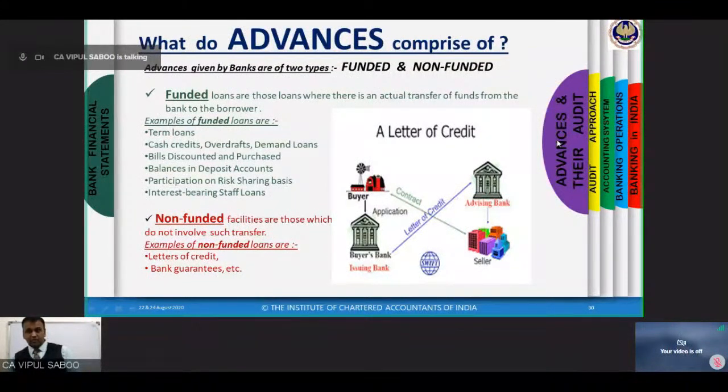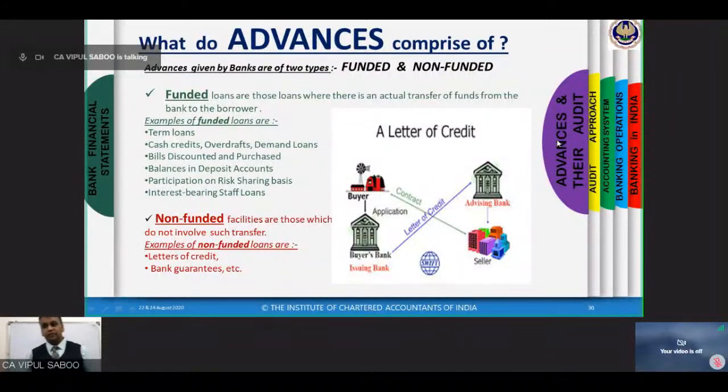Then participation on risk sharing basis. Participation on risk sharing basis is when one bank takes the help of another bank to share the risk. This is also a funded advance. Then interest bearing staff loans: the employees working with the bank, their loans are also funded advances.